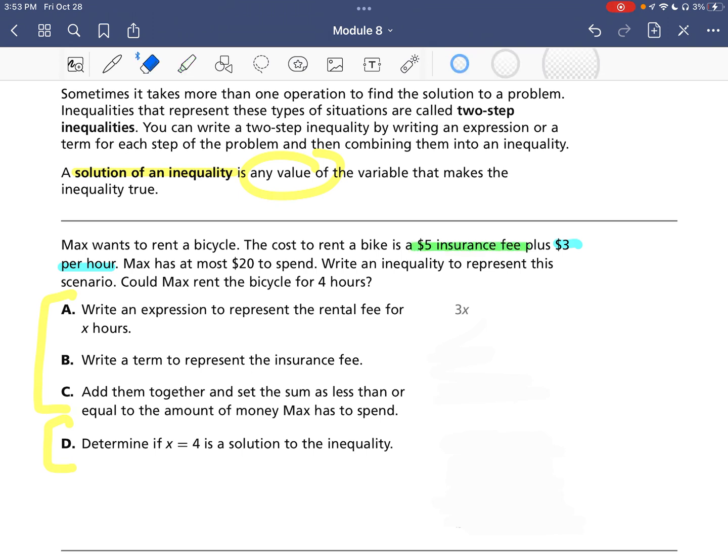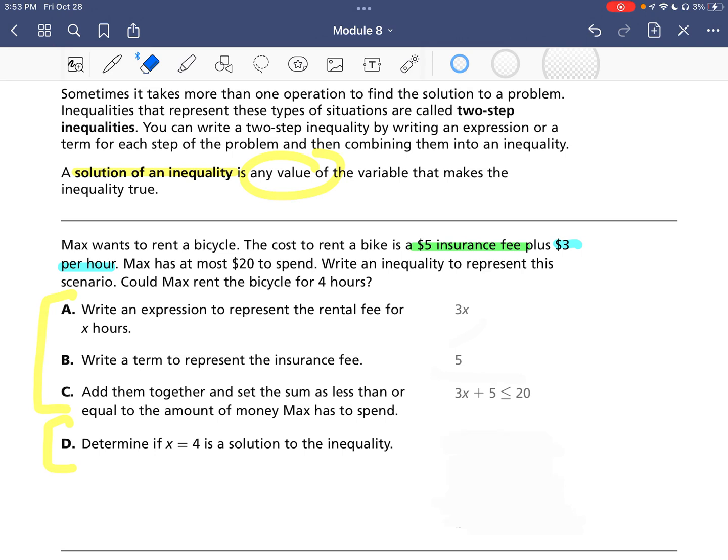So that's going to be $5. Okay, and then we're going to add them together and set the sum as less than or equal to the amount of money Max has to spend. So we're going to write our inequality here, adding them together. And now we need to solve for X. We got to simplify as much as we can.